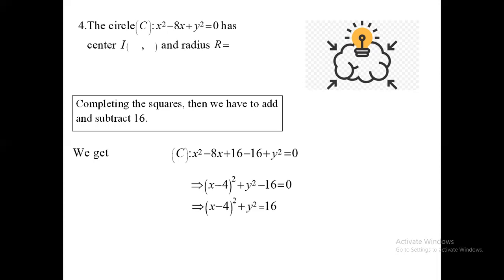Now the circle has its equation written in the standard form. x minus a all squared plus y minus b all squared equals 16. Consequently, the center is 4, 0, and the radius is 4.